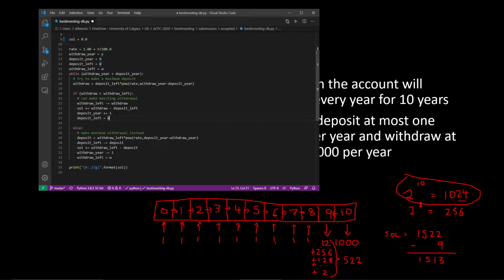So we continue this loop until we get to the point where the two pointers are looking at the same thing, and then we can just output the solution.